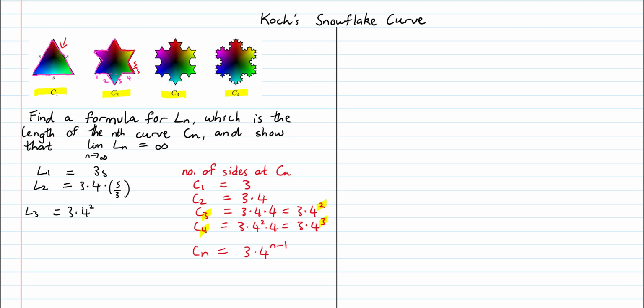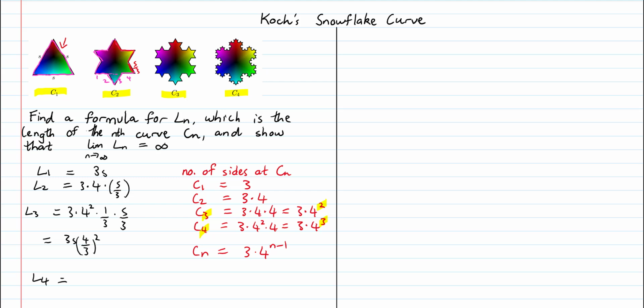And each side length is 1/3 the length of C2. So it's going to be 1/3 of S over 3. So simplifying that, we're going to get 3 times S times (4/3)². So for curve 4, we can think of it this way.